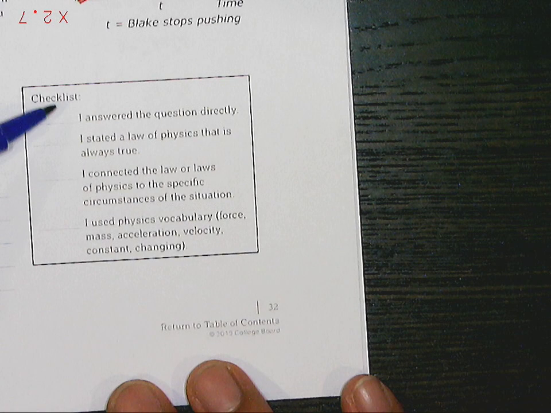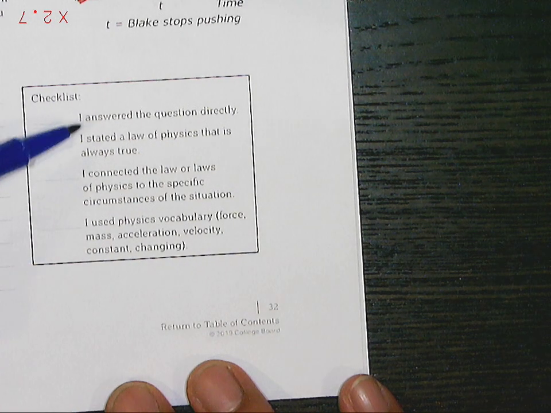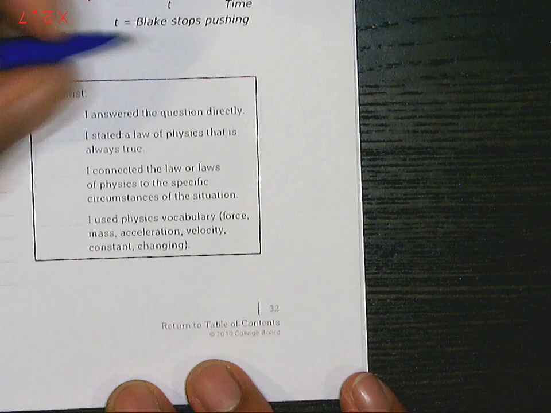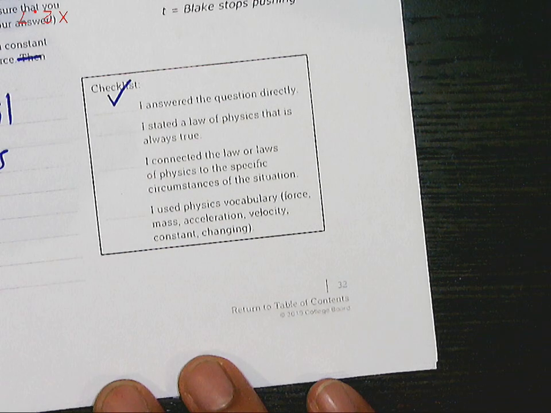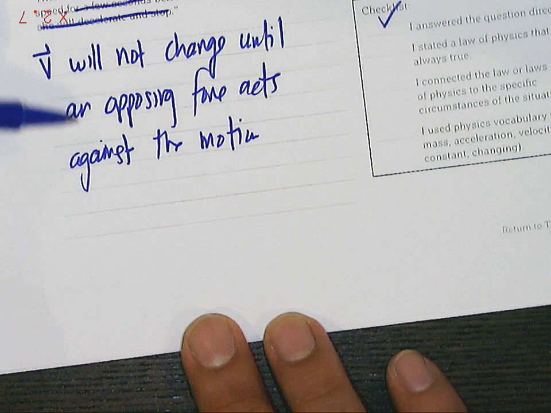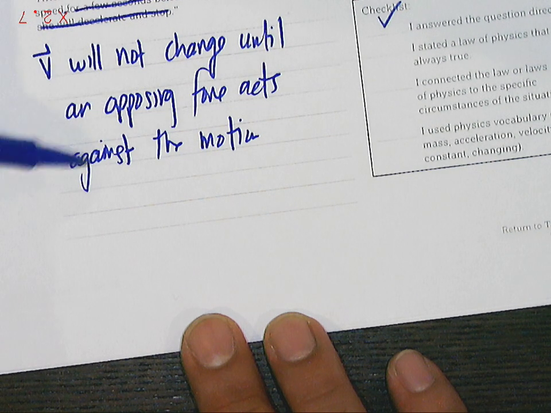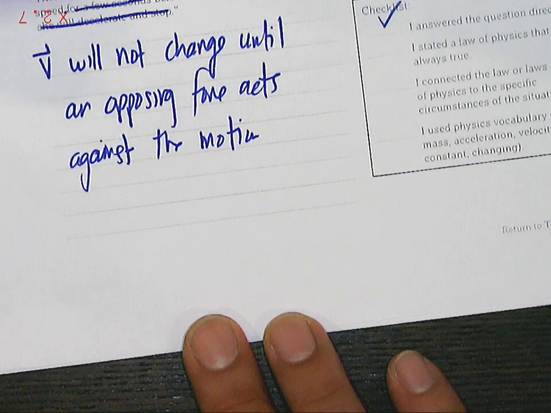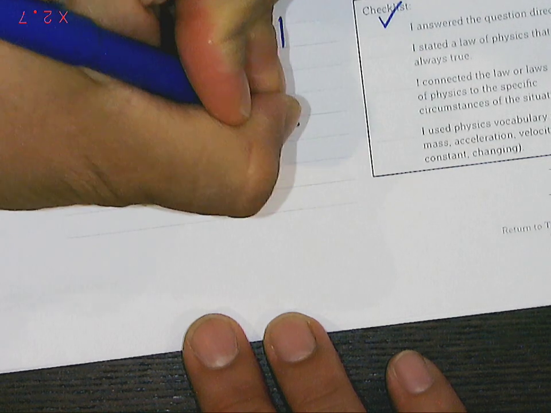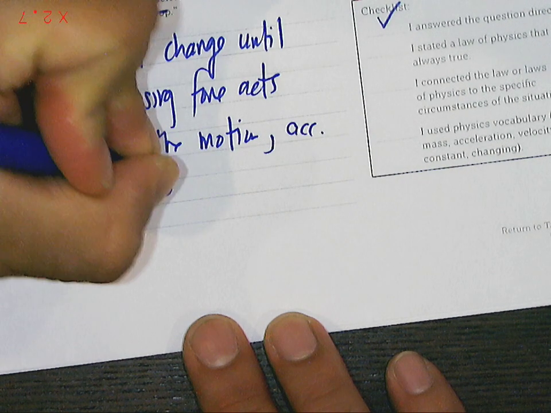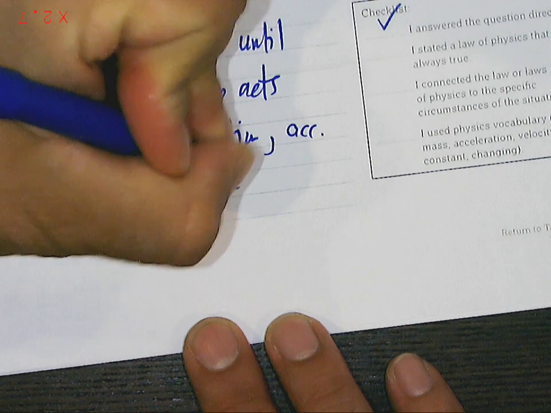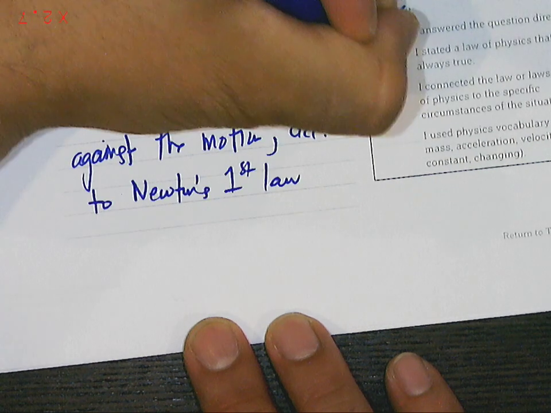And so here's a great checklist I want to go over. If you can go through this checklist, and I answered the question directly, yes, we answered it. You state a law of physics that is always true. Well, this is inherent in our response. We're using Newton's first law. Velocity will not change until an opposing force acts against the motion, according to Newton's first law. And so I can write that in. According to Newton's first law.